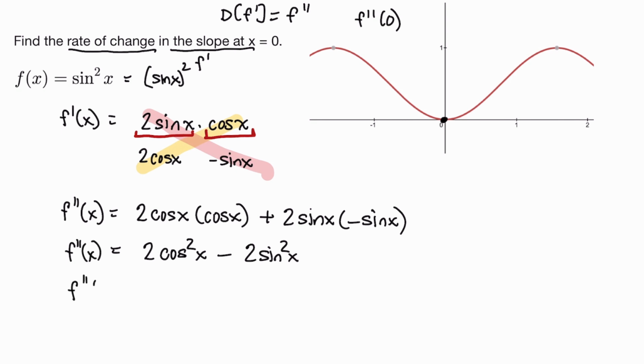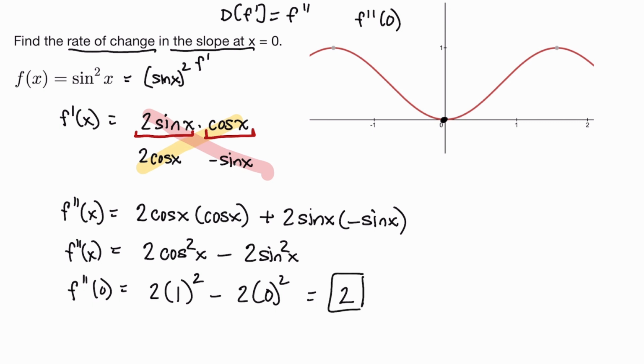So then at 0, what's happening here? I have 2, and cosine of 0 is 1, so it's basically 2 times 1 squared. Sine of 0 is 0, so that's 2 times 0 squared. And that just evaluates to be 2.